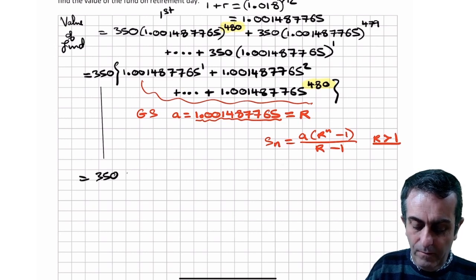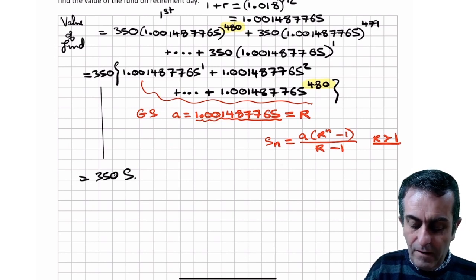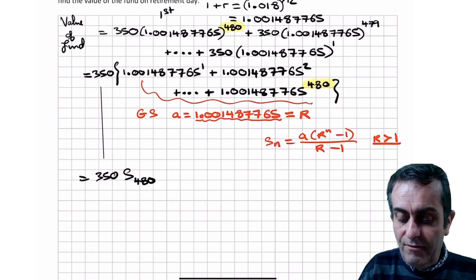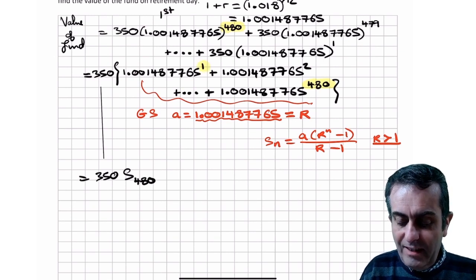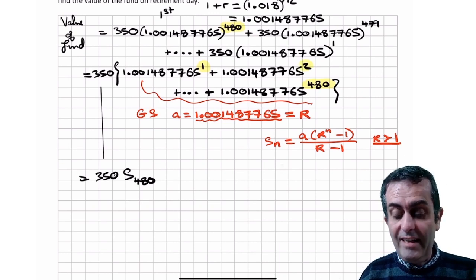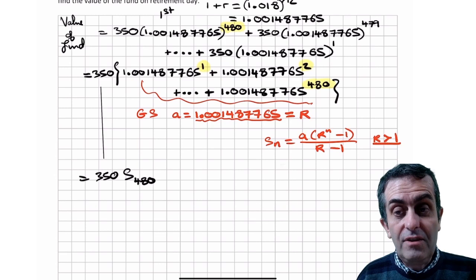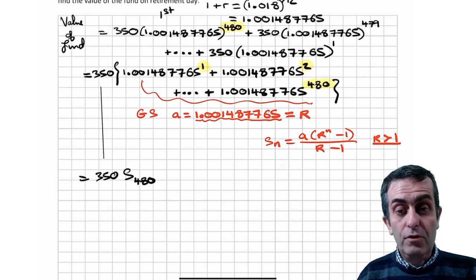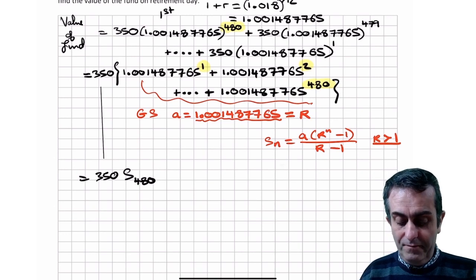Now, getting back to our calculations for Angela's pension, we have the 350 from here. So that's 350 multiplied by the sum of 480 terms. It's very clear that we're counting 1, 2, 3, 4, 5, 6, all the way up to 480. So there are 480 individual payments into this pension fund, and 480 terms in our geometric series.